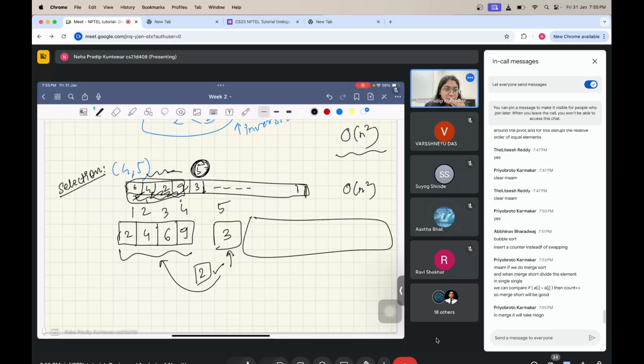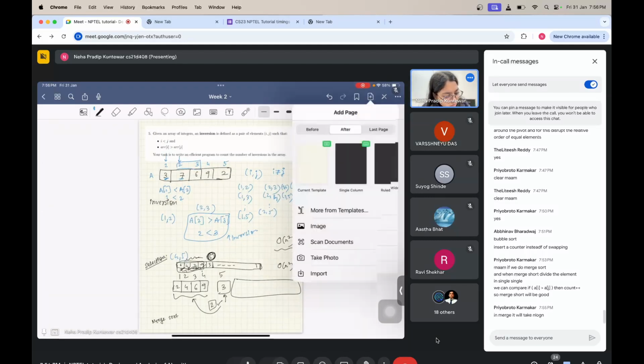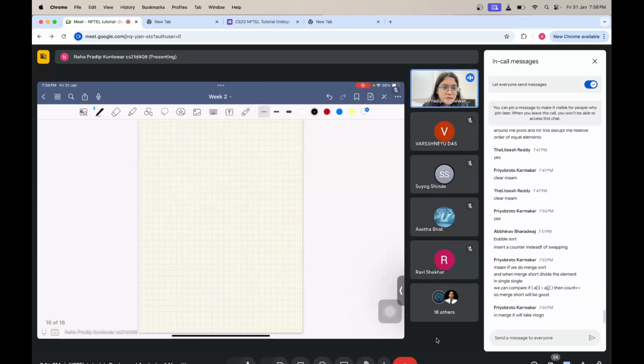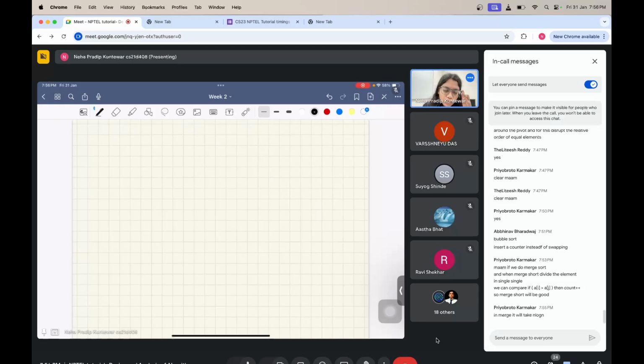Okay, yes. There's an answer in the chat, which is that you can do merge sort. Okay, so maybe I'll use a new page. Maybe you can try to think about it first. So how does merge sort give you the inversions? I'll take up your ideas.